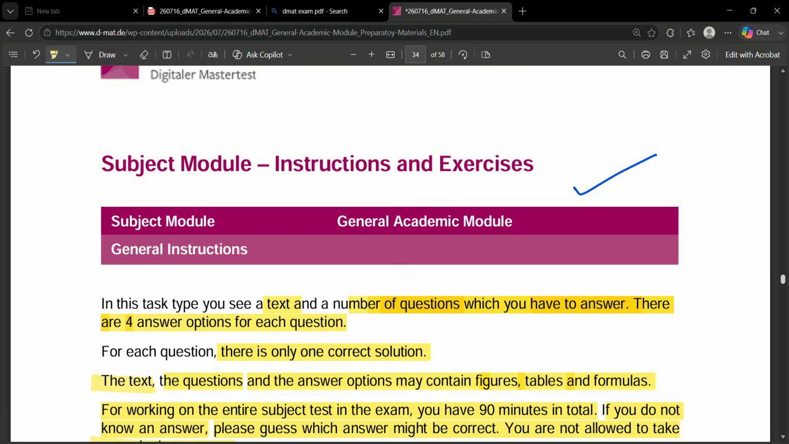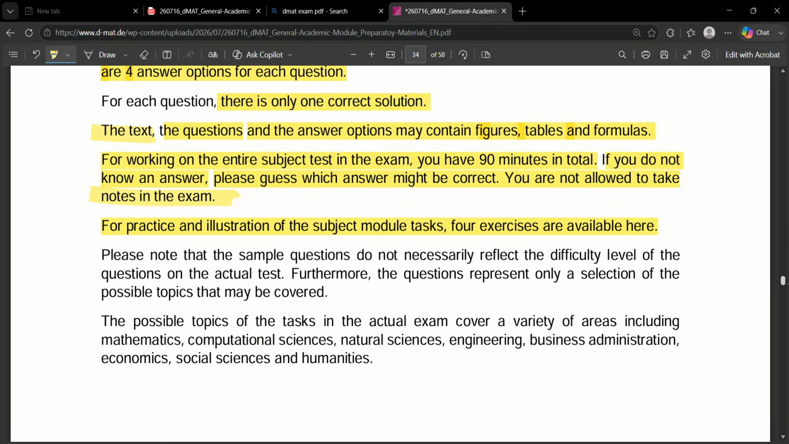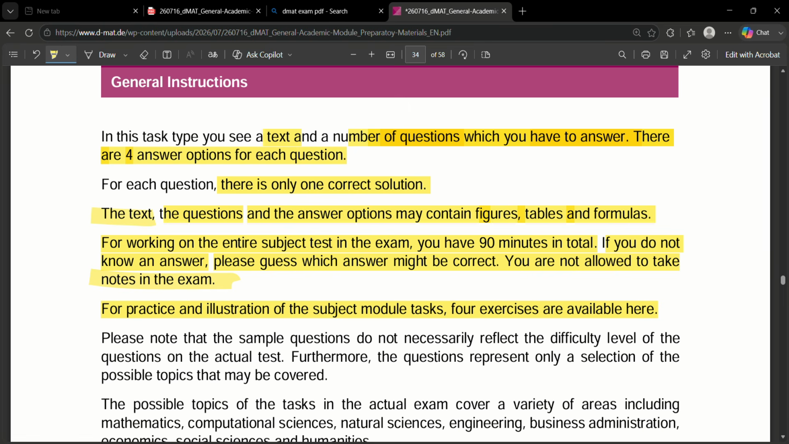Basically, what are those 4 exercises that we are going to learn in this video? Firstly, we are going to discuss the first exercise only.